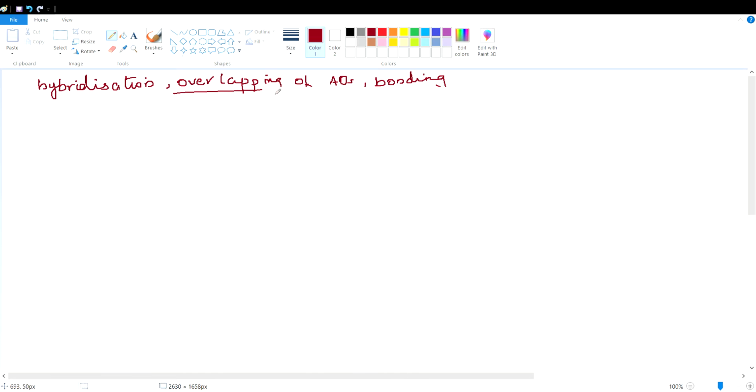Hybridization, overlapping of atomic orbitals and bonding in simple covalent molecules. Let's take a PCl5 molecule, phosphorus pentachloride. Phosphorus, the central atom, has atomic number 15.